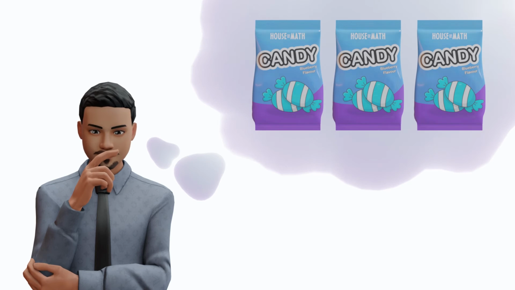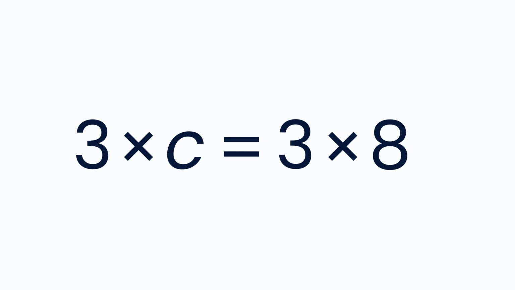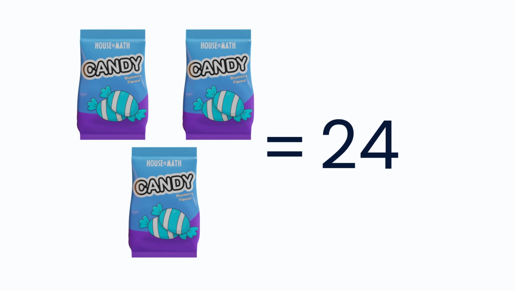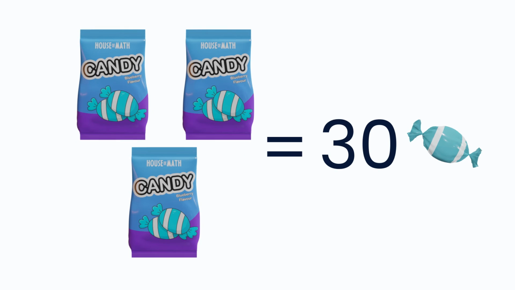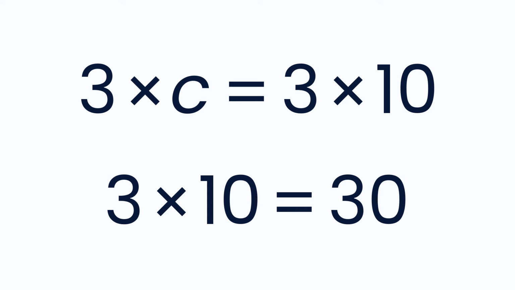You now look into a candy bag and you can see that there are 8 pieces inside. So, how many pieces are there in 3 candy bags? 3 times C is now equal to 3 times 8, and 3 times 8 is equal to 24. There are 24 pieces of candy in 3 candy bags. If there were 10 pieces in each bag, there would be 30 pieces in 3 bags. Notice how you can replace the variable with a number.